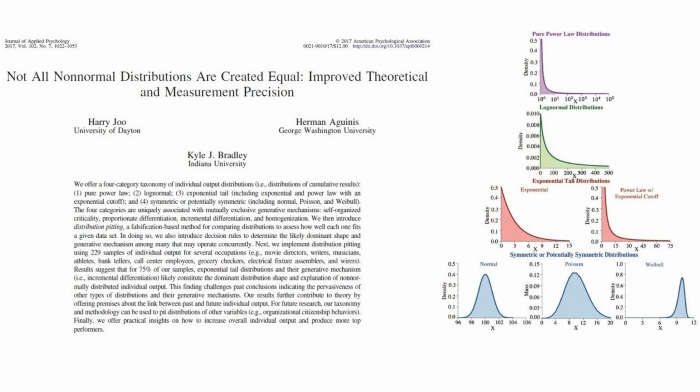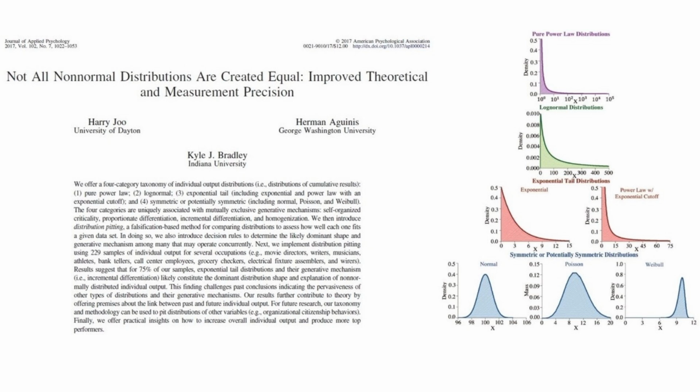They did something called distribution pitting, where they basically took 229 samples from different occupations and different performance measures. And they just tested all these different distributions against that data and asked which one wins. So almost like a competition between all these different statistical models. It's like a battle royale. So which one emerged as the champion? The big winner for about 75% of the samples was exponential tail distributions. So the exponential and the power law with an exponential cutoff. So what is it about those distributions that makes them stand out? What's the underlying story there?